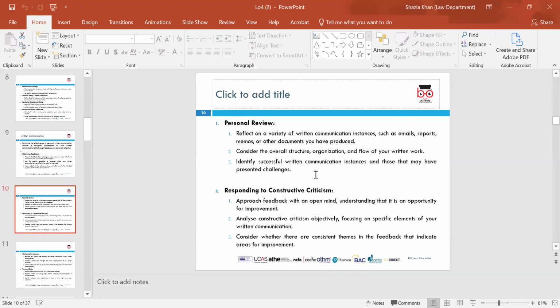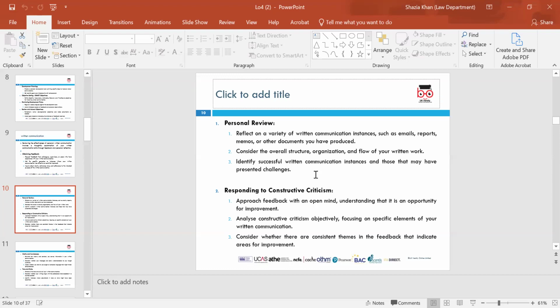Also, personal review. Personal review is very important in regards to any sort of written communication. You need to reflect on a variety of written communication instances, as I mentioned earlier, such as emails, reports, memos, or other documents you've produced. You also need to consider the overall structure, organization, and flow of your written work, and identify successful written communication instances and those that may have presented challenges. You need to respond to constructive feedback, as we mentioned earlier.